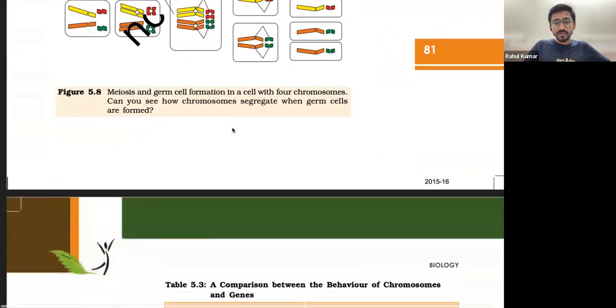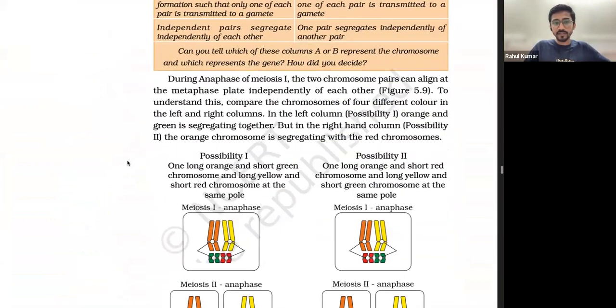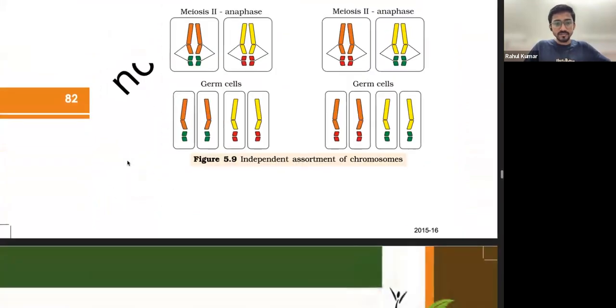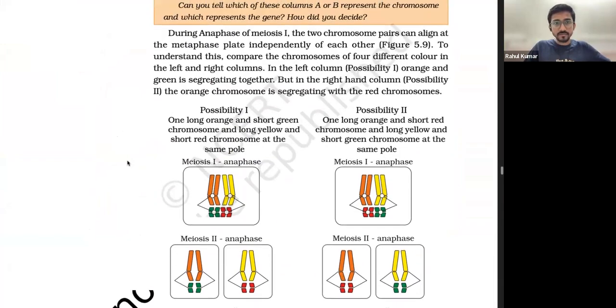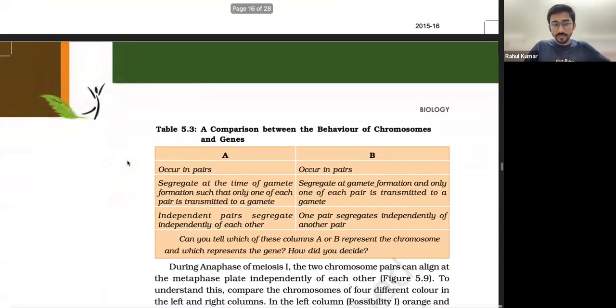I want you all to just read this part, table 5.3 downwards. So it is page number, I don't know, page number is this. Sorry. What page is this? There's no page number here.